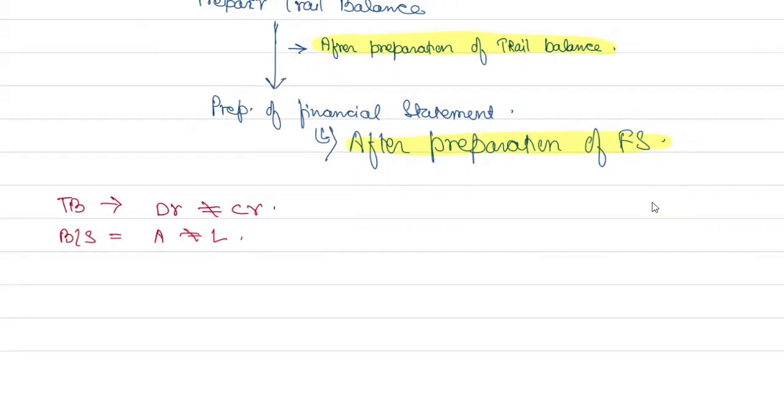This is what we are going to study over here: rectification of error. That we have made some mistake, now how to rectify it. At different stages different procedures are followed. Different things can happen. This much is clear, I hope so.